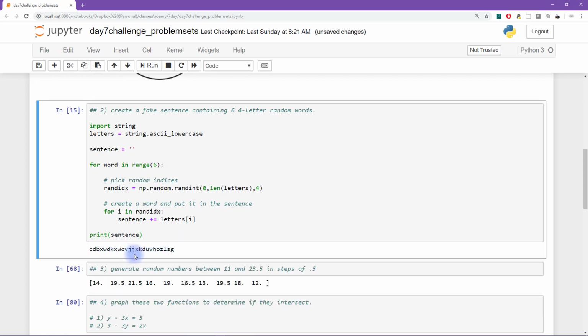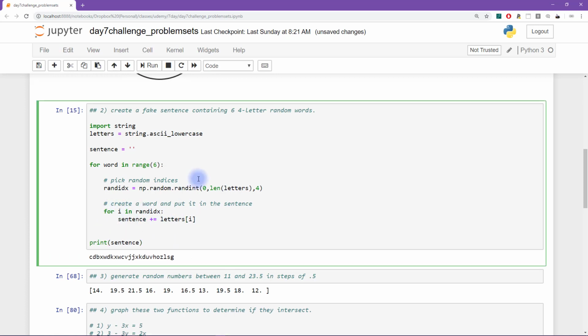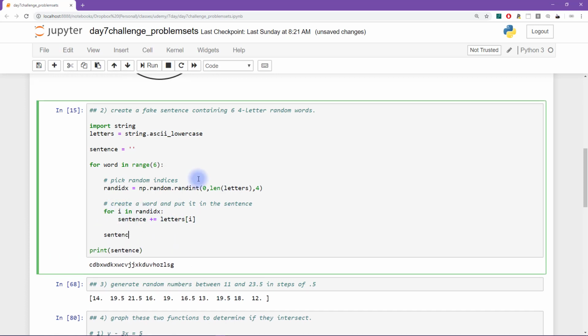Okay, so the reason why it's not yet complete is that we haven't added any spaces, so this just looks like one really long word. So what I'm going to do is here, after this loop ends, I'm going to write sentence plus equals, and then a space like this. All right, very nice. So that is the successful completion of exercise 2. So maybe this was Tuesday if you're going through these one a day and you started on Monday.